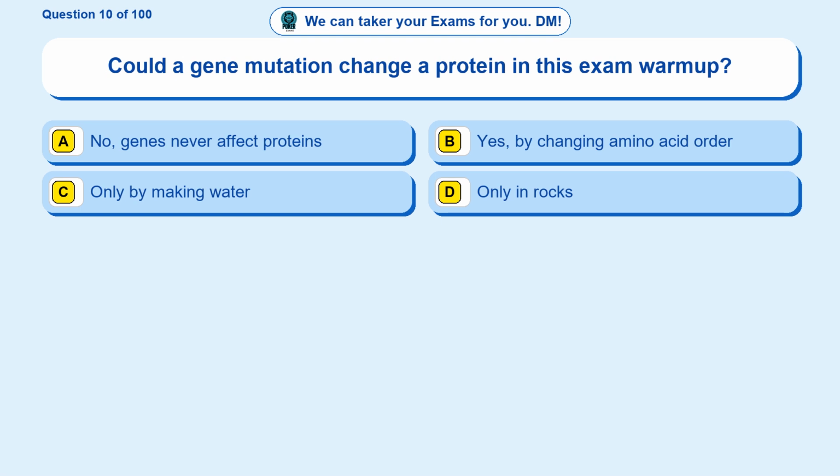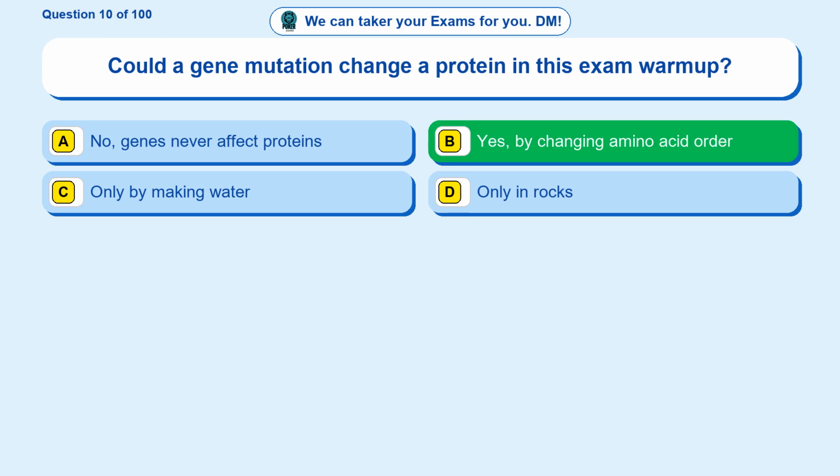Question 10. Could a gene mutation change a protein in this exam warm-up? Option A. No, genes never affect proteins. Option B. Yes, by changing amino acid order. Option C. Only by making water. Option D. Only in rocks. The correct answer is option B. Yes, by changing amino acid order.